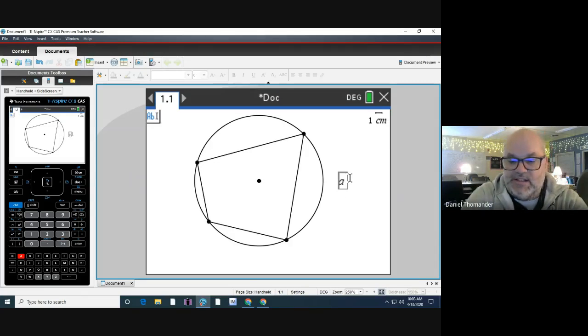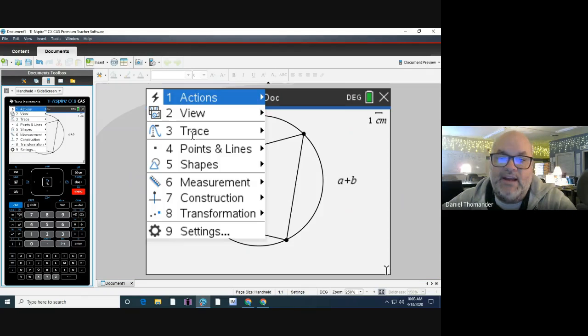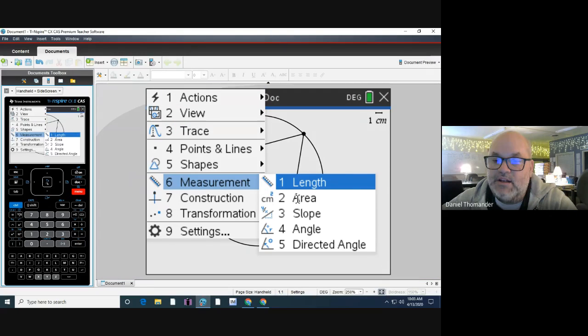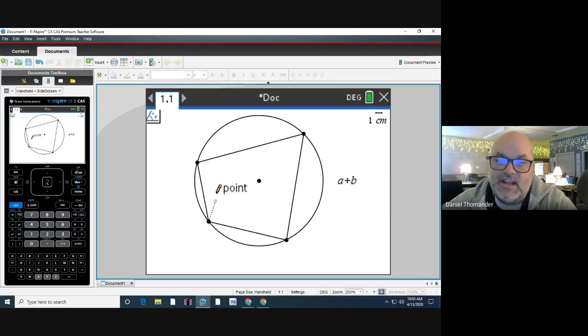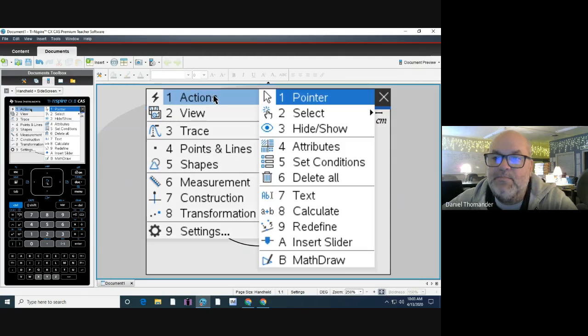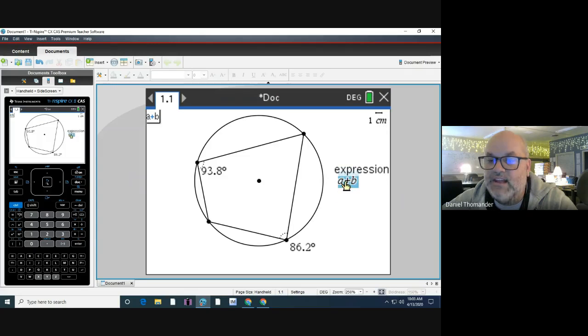But if I said, okay, what is A plus B equal to? And now I'm going to measure one angle. So I'm going to take the measurement of an angle here, and I'll measure this angle right here. Okay, and then I'm going to take the measurement of the opposite angle over there. If I add those together, what does it equal? So what we'll do is we'll let the calculator compute that answer using calculate. We calculate this expression using this value for A and this value for B. Tells us that it adds up to exactly 180.